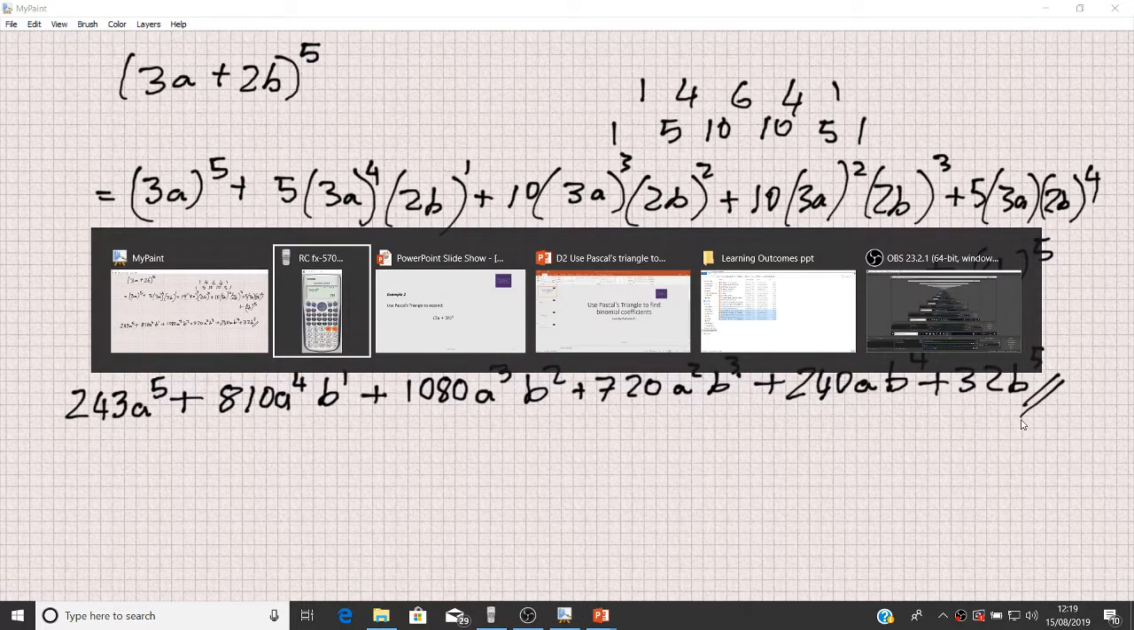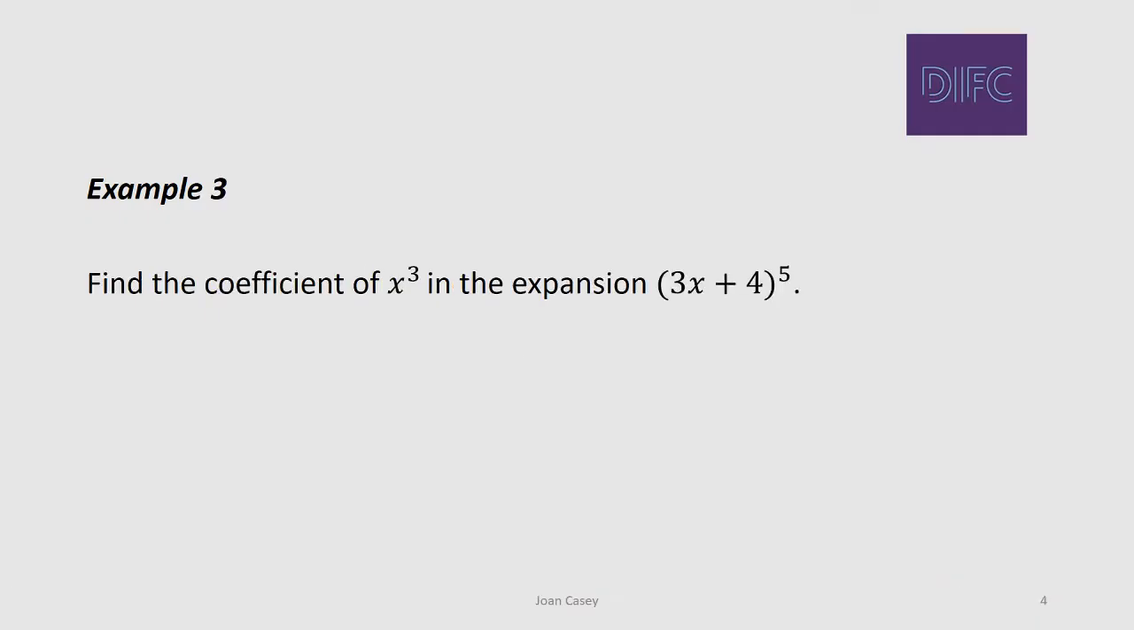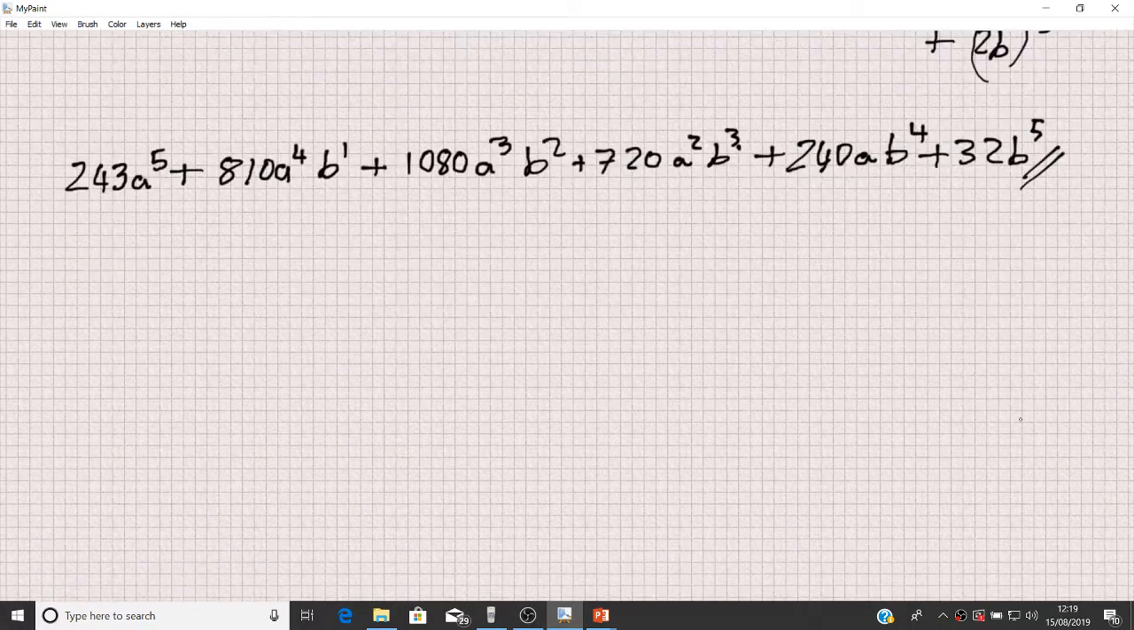Okay, well, one more example. And in this example, we have to find the coefficient of x cubed in the expansion of (3x plus 4) raised to the power of 5. So let's take a quick look at that one. So the problem we have, the expansion is 3x plus 4 raised to the power of 5, and we're interested in the coefficient of the x cubed term.